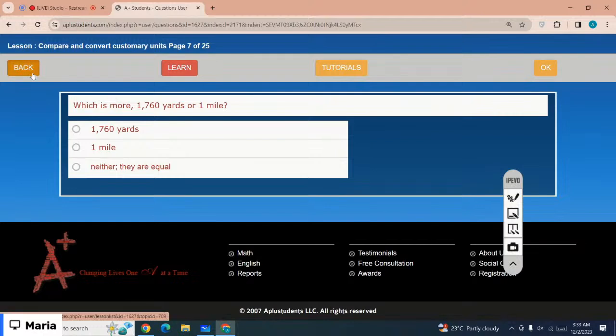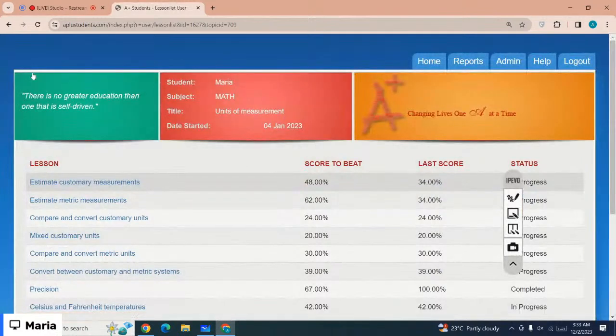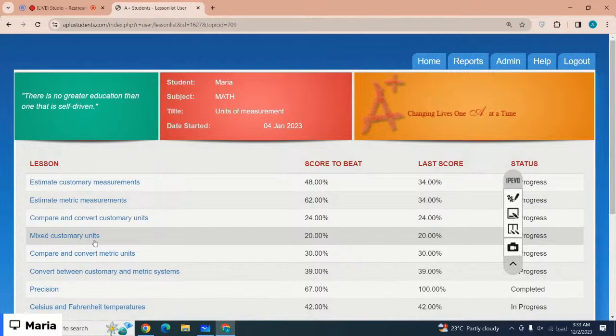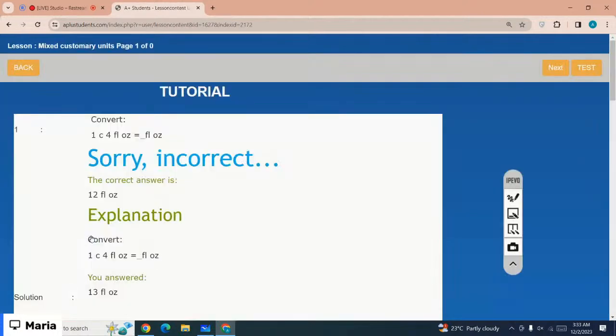And the next lesson is mixed customary units. Let's just start with the next lesson. The next lesson is mixed customary units. Let's just start with the lesson.